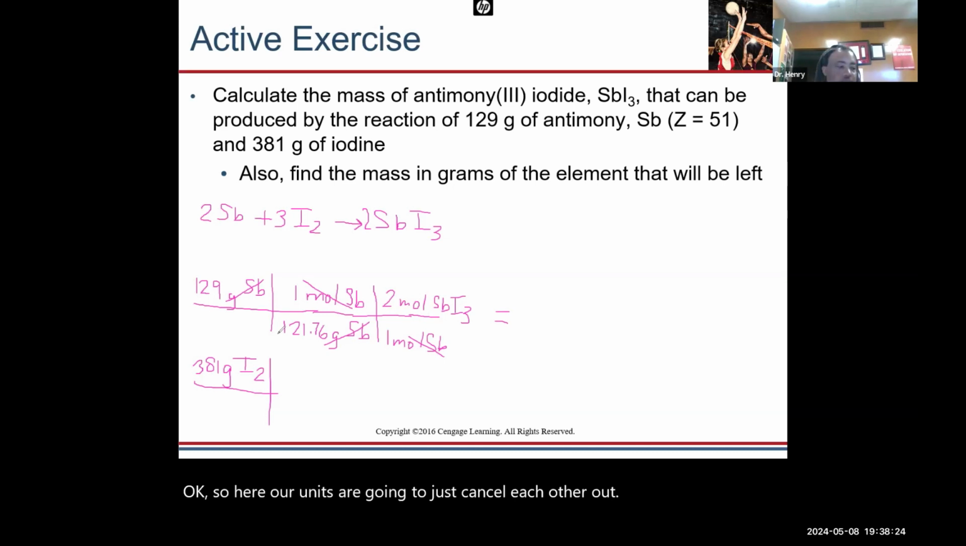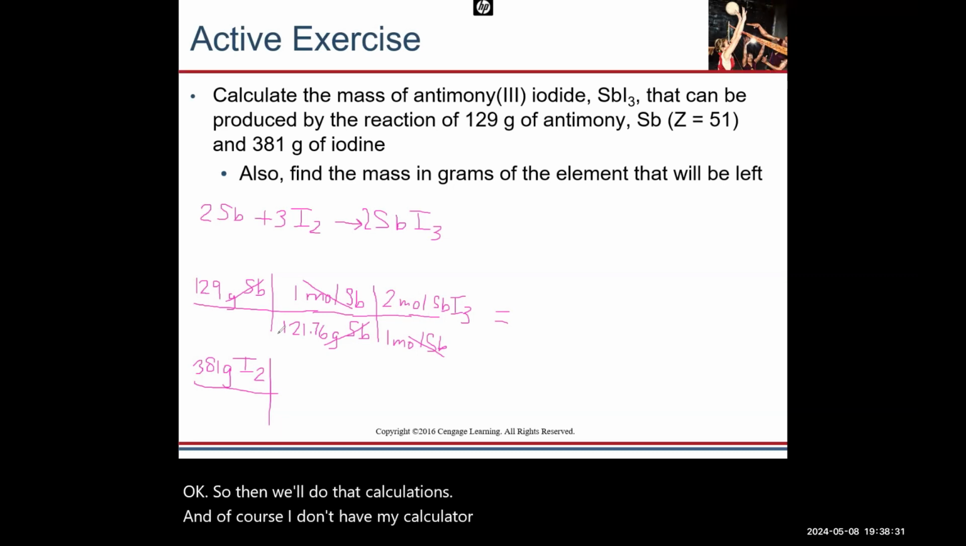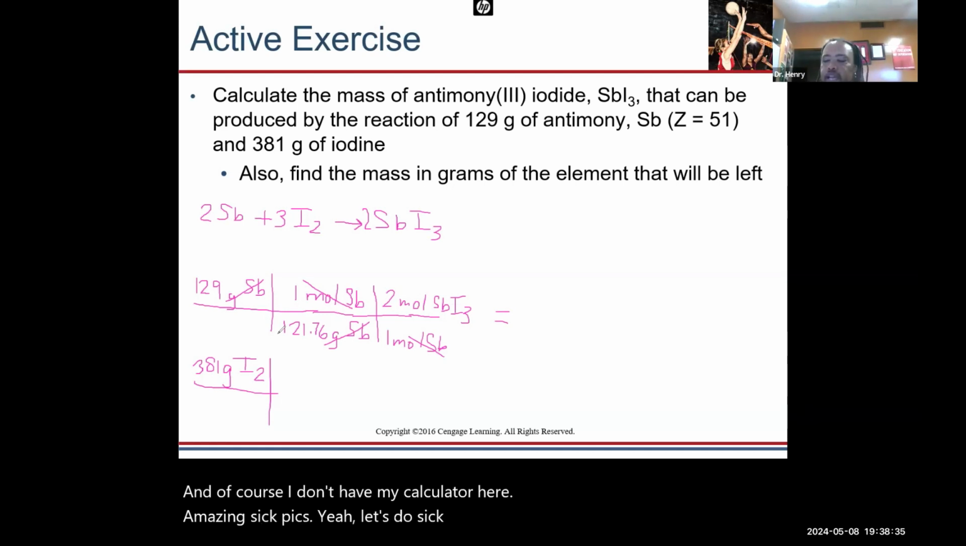Okay. So then we'll do those calculations. My calculator here. And we're using sig figs. Yeah, let's do sig figs. We're going to have all three, right? Sig figs, right? Because that's what we're starting off with.